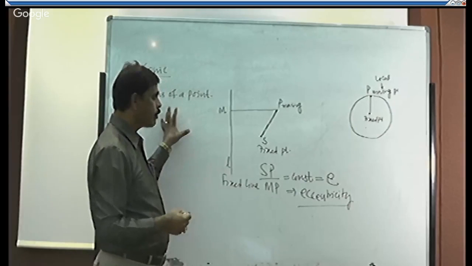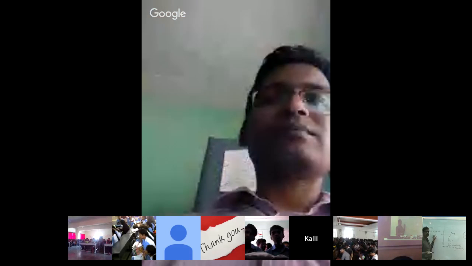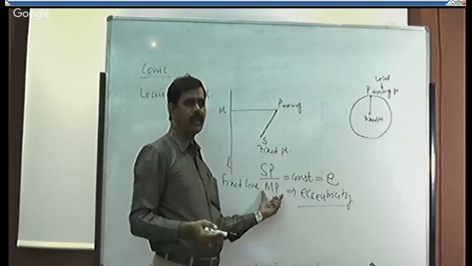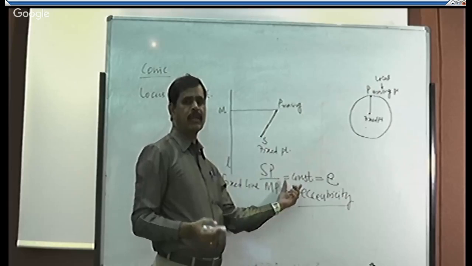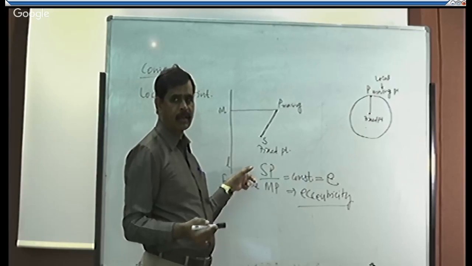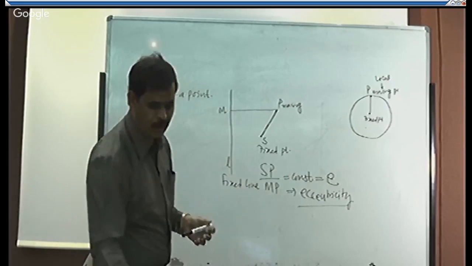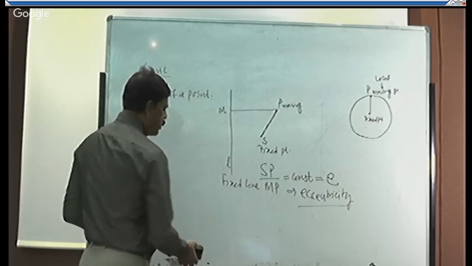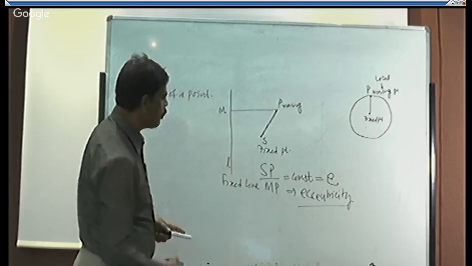So the conic may be a circle, an ellipse, a parabola, or a hyperbola. It depends only on what? Only on this ratio. You may get 0 for a circle, 1 for a parabola, greater than 1 for an ellipse and less than 1 for a hyperbola. Okay, let us take the definitions of conic.